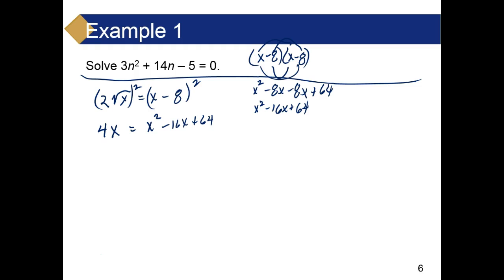Okay? Now what do we do? Yeah, I get the 4x on the other side because we want one side equal to 0, the side without the square in it. So let's subtract 4x from both sides. And I'm going to rearrange it and do x squared, what? These add to 0. What do these add to? Help me. Negative 20x plus 64 equals 0. Where do we go from here?